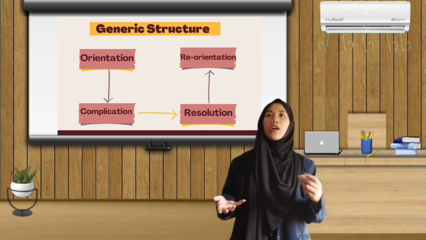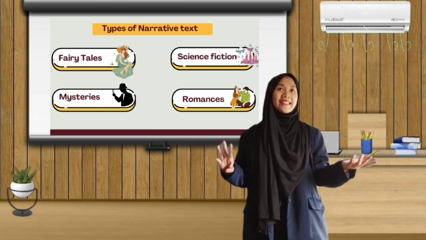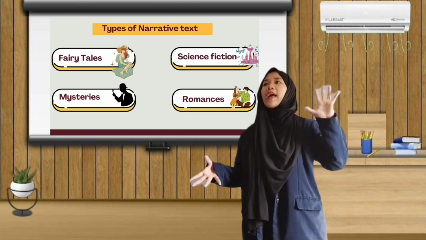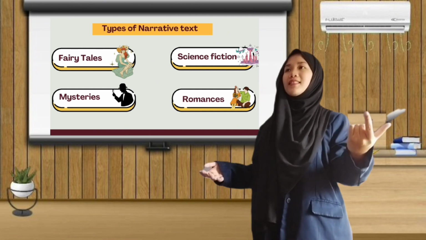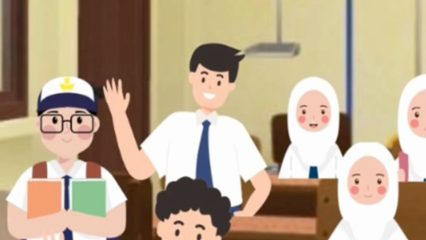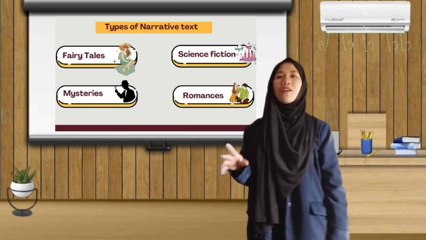Okay, next, let's talk about types of narrative text. There are eight types of narrative text. First, we have fairy tales. Who can give me an example of fairy tales? Okay, please, Zaidan. Tinkerbell, Miss. Tinkerbell? Yeah, that's right. Tinkerbell is an example of a fairy tale.